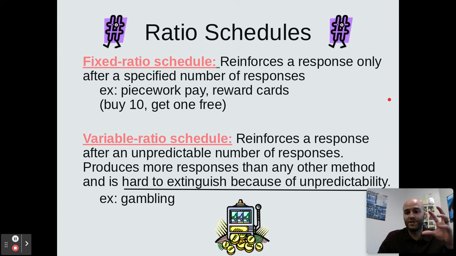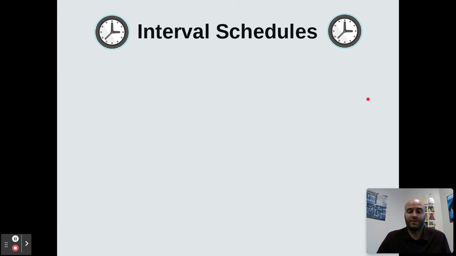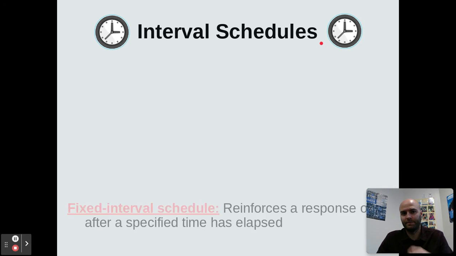So that wraps up the ratio. Ratio is a number, fixed number, a certain number, you get rewarded. Variable ratio, who knows how many responses you have to go through to get rewarded, but you do know it's coming at some point. Next up, you have interval schedules. Interval just means time. Ratio, number, interval, time.